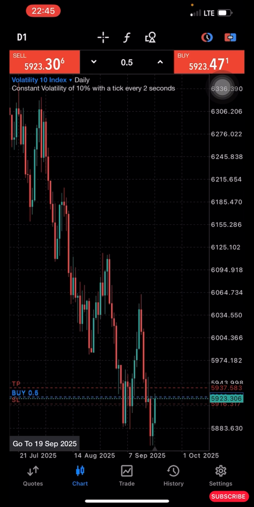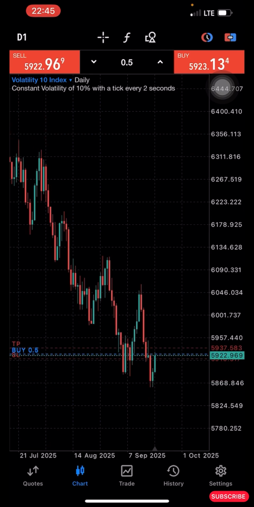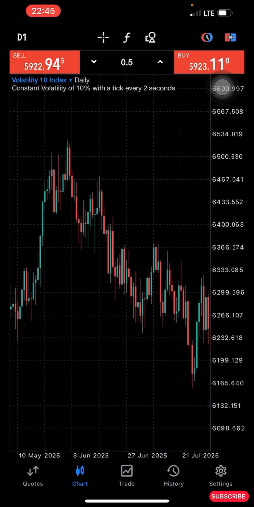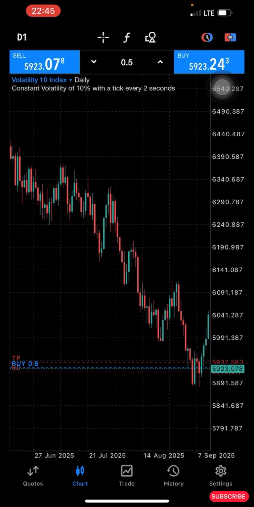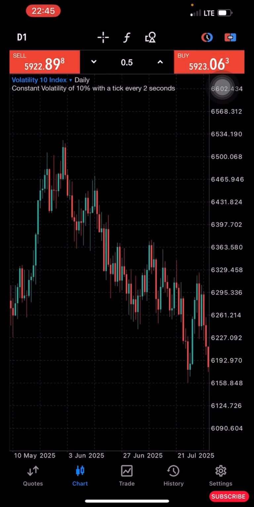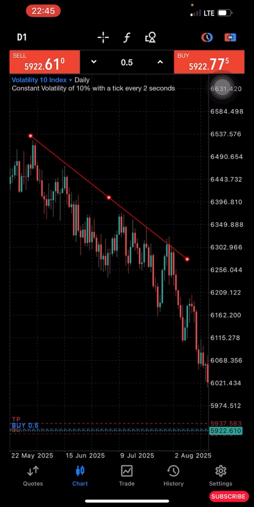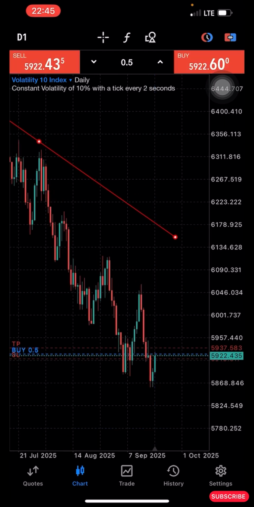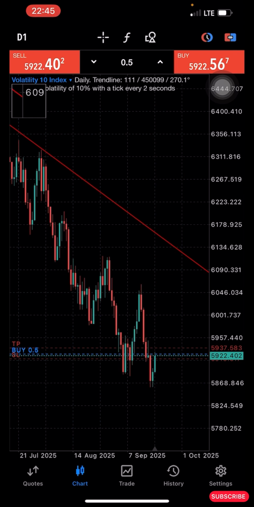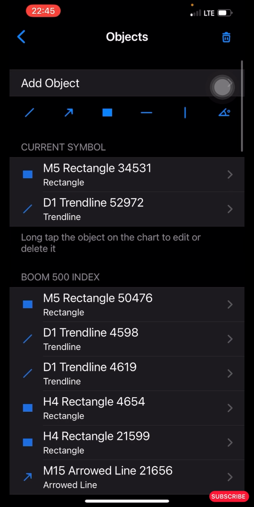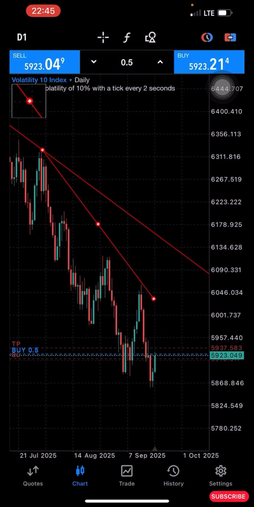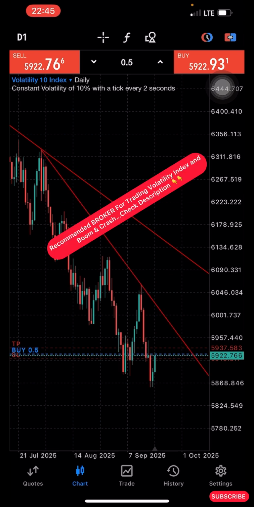Alright, so I'll be breaking it down for you guys. Here on the daily time frame you can see that the overall trend of the market is a downtrend, and I'm going to explain why I took the buy. First of all, I want to mark the trend on the daily time frame. You can see that currently we are in an uptrend. If I'm to find the trend line, I will be putting another trend line here again. You can see that this is where price is currently.